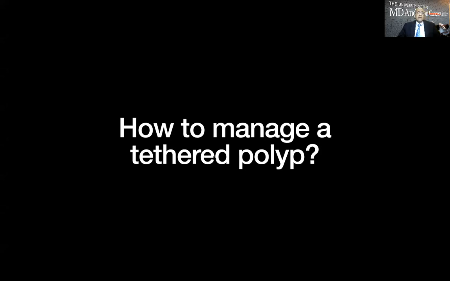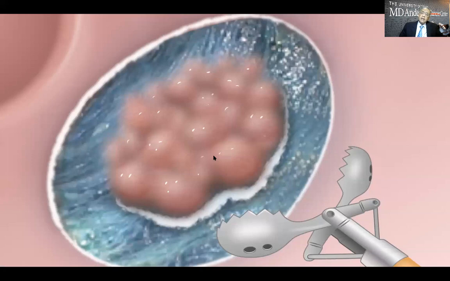So how to manage a polyp that is tethered? If somebody has done a partial resection and it comes back to you, there is a simple way to do it, and I've been using this technique quite often. What I do is I try to inject away from the scar and resect as much of the non-tethered area first, leaving the tethered area till the end.